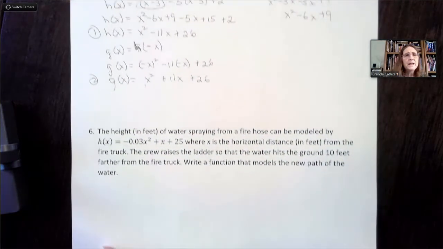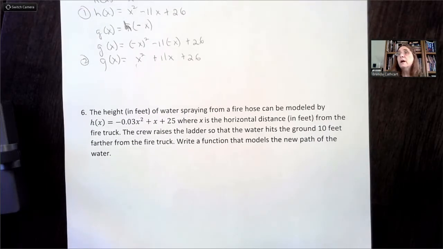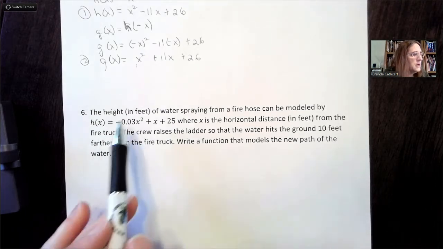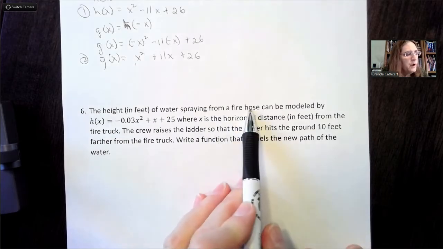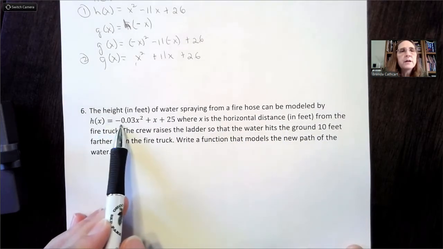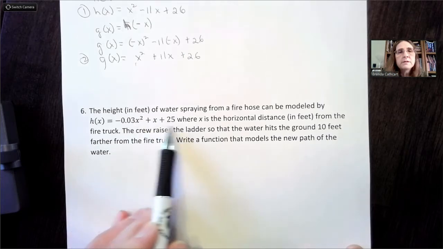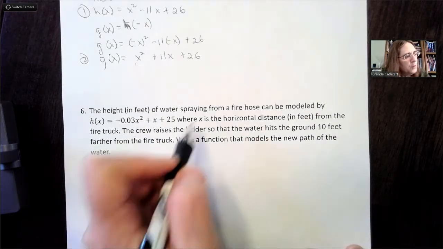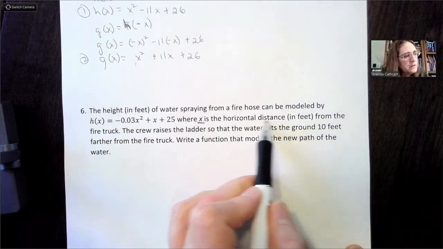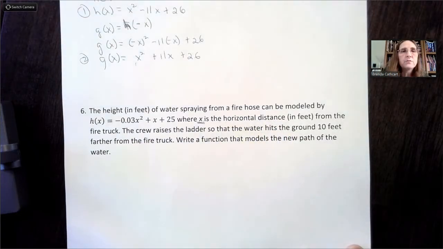Okay, one last example we're going to do. We're going to actually look at a Desmos modeling to help us with this one. It says the height in feet of water spraying from a fire hose can be modeled by h of x equals negative 0.03x squared plus x plus 25, where x is the horizontal distance in feet from the fire truck.